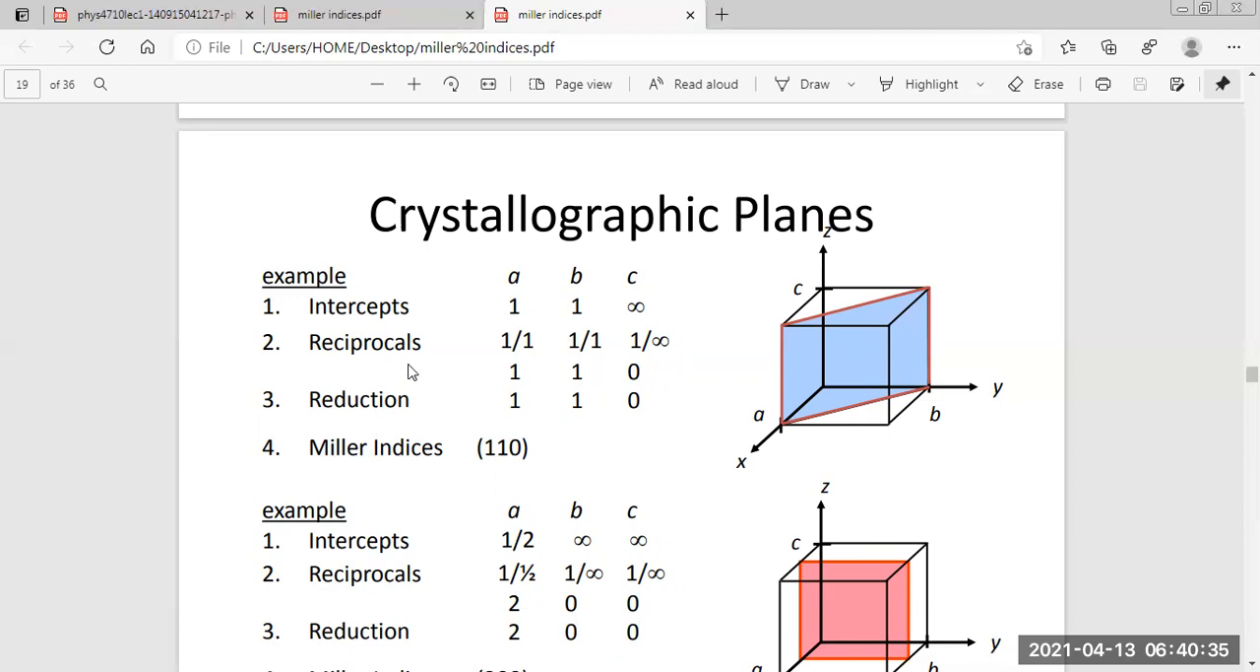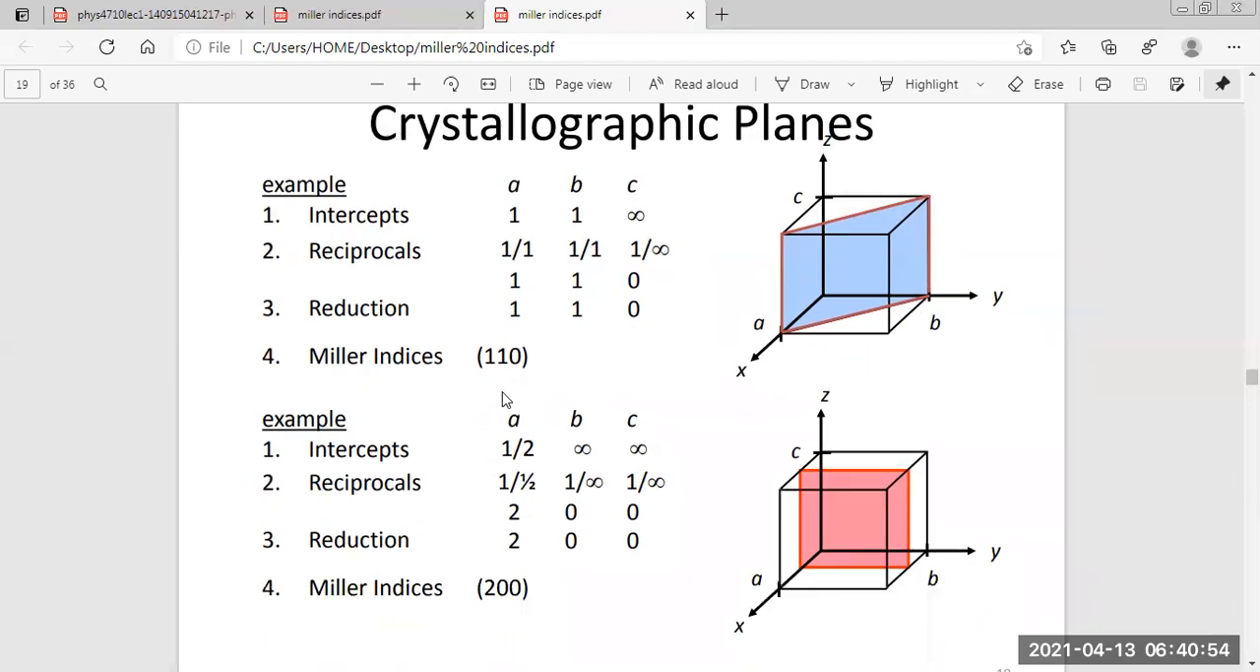Then what is the procedure to evaluate the Miller indices? When you have the intercepts, say 1, 1, infinity, you write the reciprocals: 1 by 1, 1 by 1, and 1 by infinity, and reduce to integers, that is 110. Whatever value you got is called the Miller indices, right? This is how you can evaluate the Miller indices. Now you can see another example. This is another plane, with the x-axis, y-axis, and z-axis. Again, this plane is cutting the x-axis at A, right?